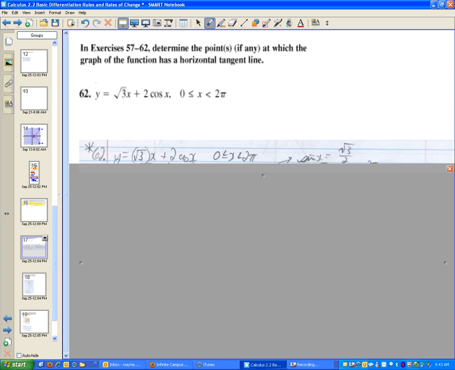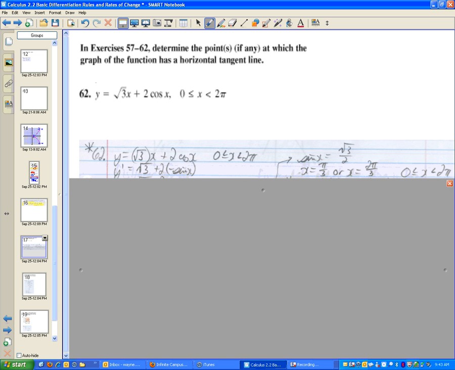That's good, otherwise we'd get a bunch of different answers. Okay? All right, so let's take the derivative, because the derivative is a formula to find the slope of the tangent line. So we take the derivative.